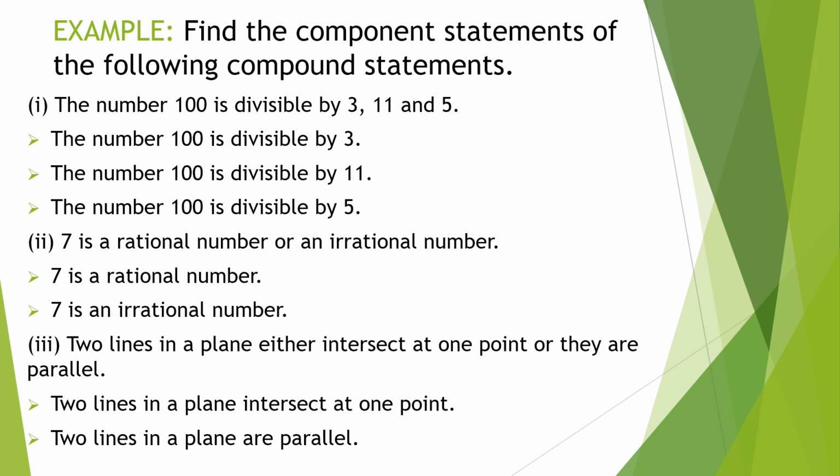Two lines in a plane either intersect at one point or they are parallel. What would be the component statements? Two lines in a plane intersect at one point. Two lines in a plane are parallel.